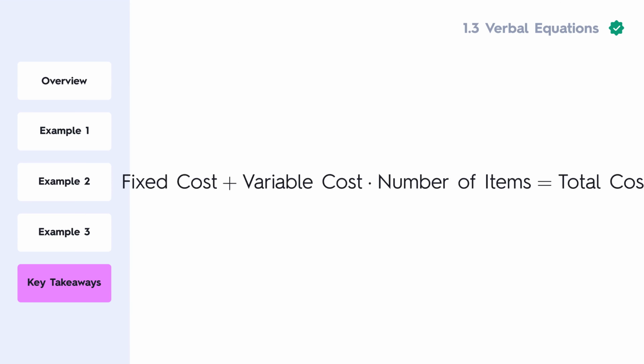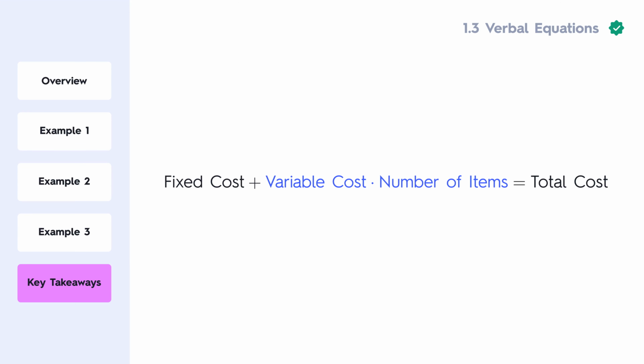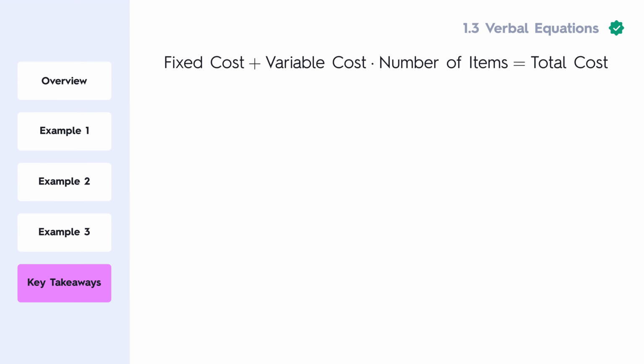The key formula to remember is the fixed cost plus the product of the variable cost and the number of items equals the total cost. When applied, that looks like this.